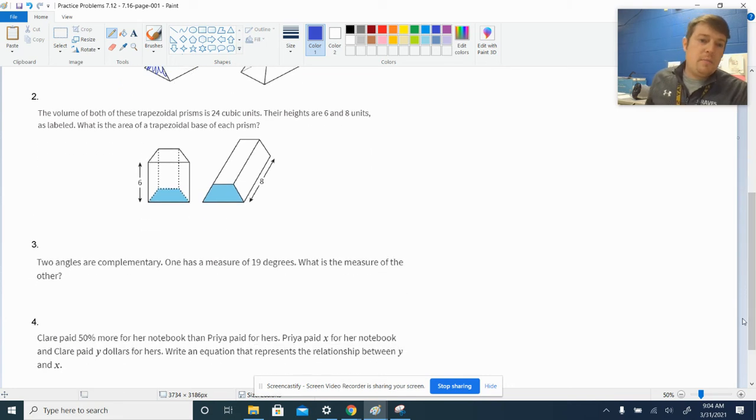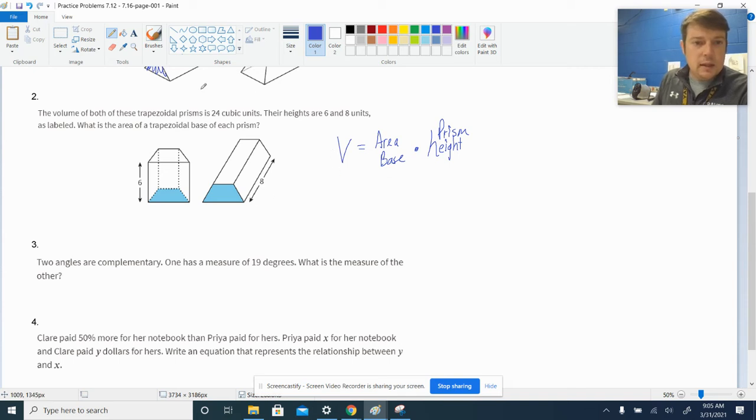Number 2, the volume of both of these trapezoidal prisms is 24 cubic units. Well, we know that volume is the area of the base, which they have highlighted for us in blue, multiplied by the height of the prism. All right, and I'm going to write that as prism height. So prism height multiplied by the area of the base will be the volume.